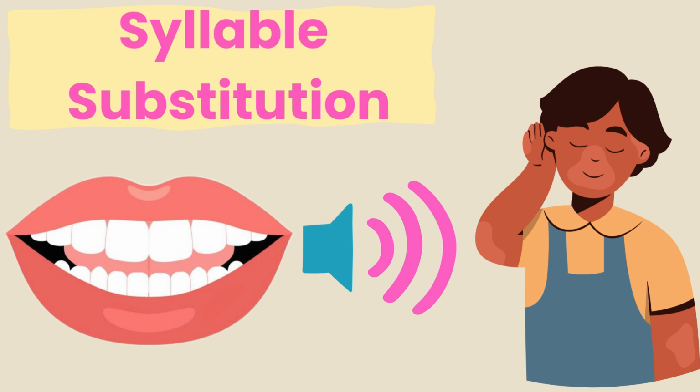Syllable substitution. I will say a word, you will repeat the word back to me, then we will say the word together, then we will substitute or change the first syllable, and finally we will say the new word. Example, I say biggest, you say biggest, we say biggest. Change the big to tall, the new word is tallest.